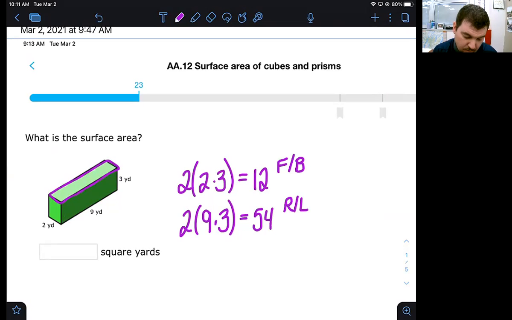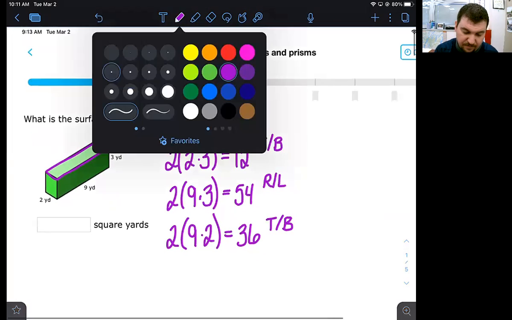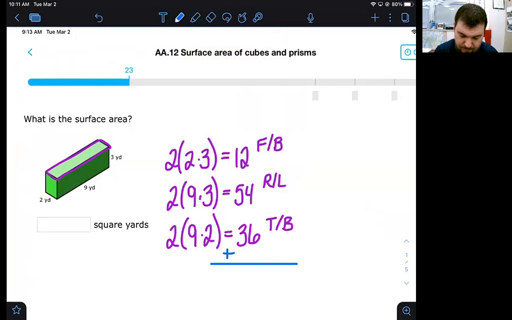The dimensions of the top rectangle are 2 by 9. The only two numbers I haven't used together. I've used 2 and 3 together. I've used 9 and 3 together. I have not used 9 and 2 together. 2 times 9 is 18. So 18 on top, 18 on bottom. That makes 36 altogether. And then the way I find my total surface area is I add those together. So on a calculator, that's going to be 12 plus 54 plus 36. And that should give us 102. And this is in yards, so yards squared. That's an example of how to do a rectangular prism.